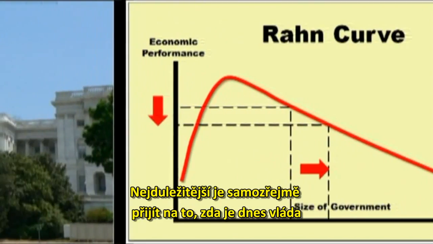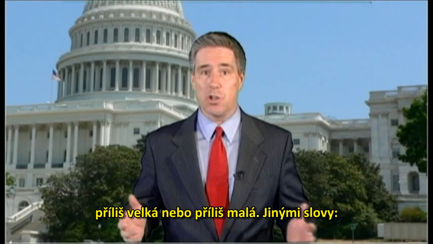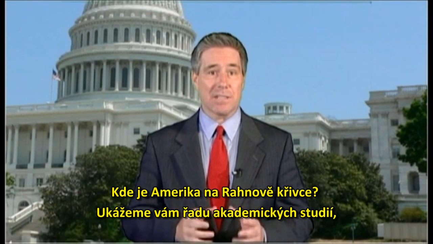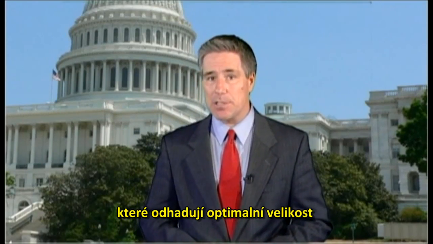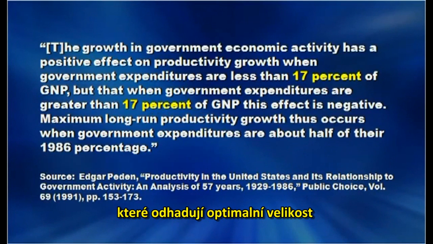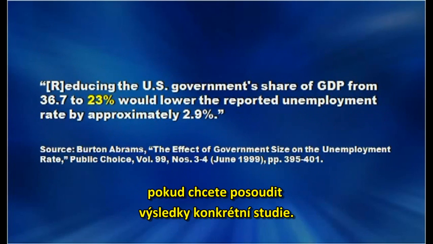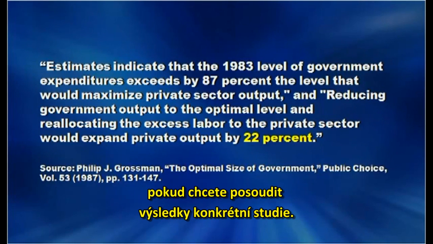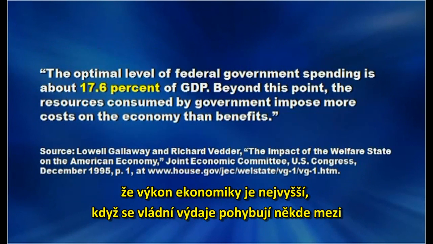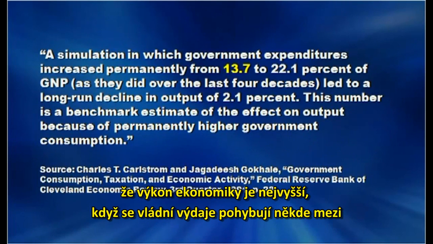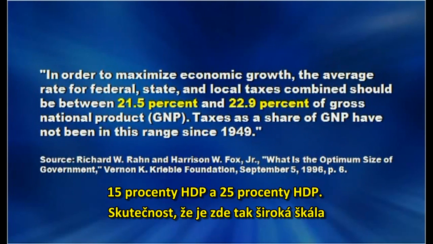The most challenging question, of course, is figuring out whether government today is too big or too small. In other words, where is America on the Rahn curve? We're going to flash a bunch of academic studies on the screen that show estimates of the growth maximizing level of government spending. Now feel free at any point to pause the video if you want to examine the findings of any particular study. But you'll notice that scholars generally conclude that economic performance is maximized when government spending is somewhere between 15% of GDP and 25% of GDP.